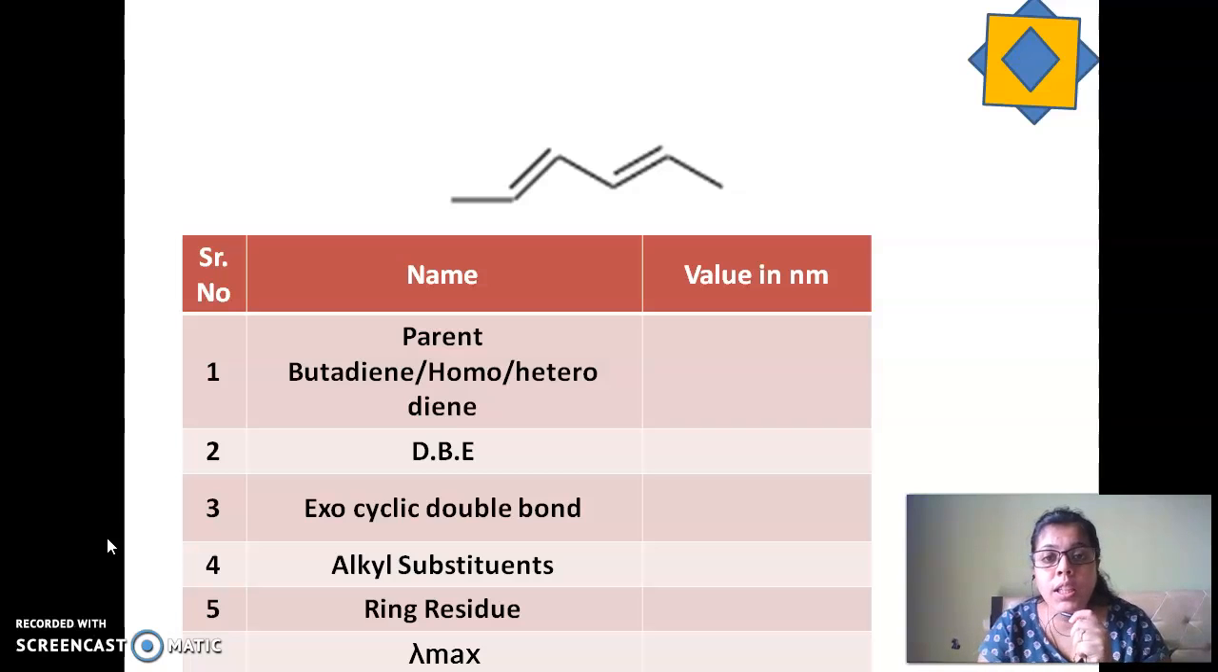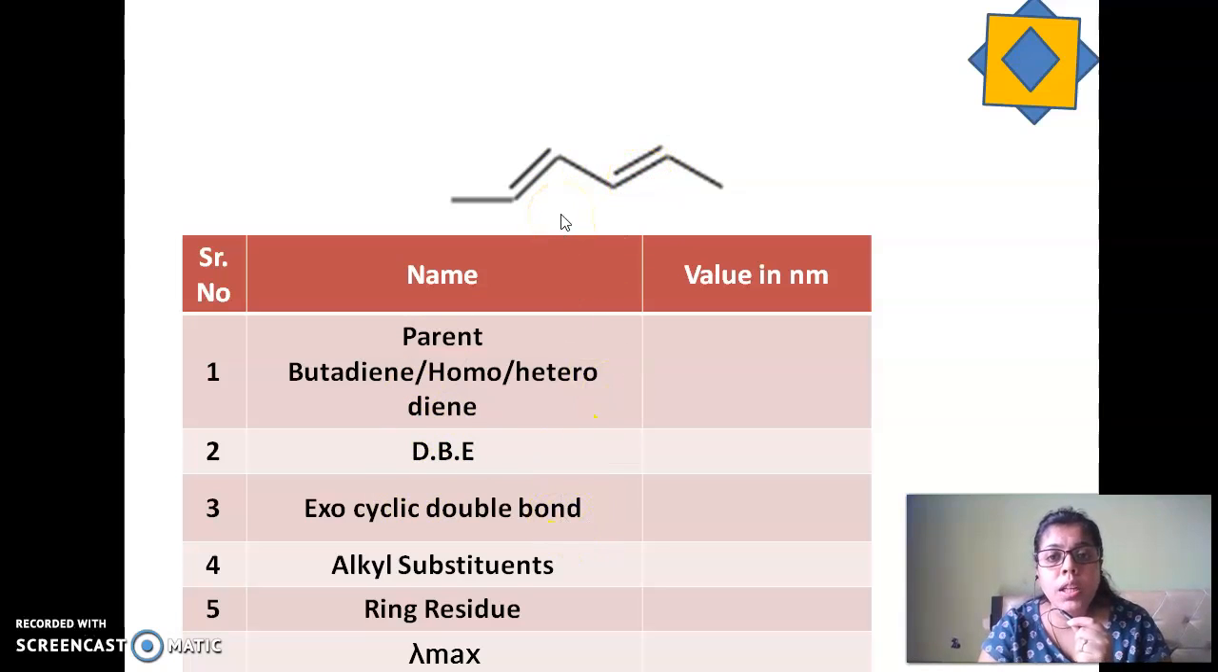So the first thing is, what is the parent? Parent here is, as there is no cycle, we do not have a homoannular or heteroannular diene, but it's a butadiene. To the parent, is there any DBE? No, there is no double bond extension because this entire thing is my parent and I do not have any DBE to it. So my DBE is null. Exocyclic double bond, when we say cycle is in there, so exocyclic will not exist, so that is also dash.